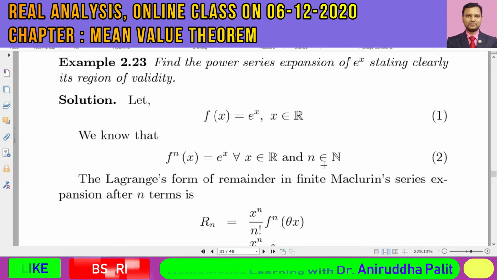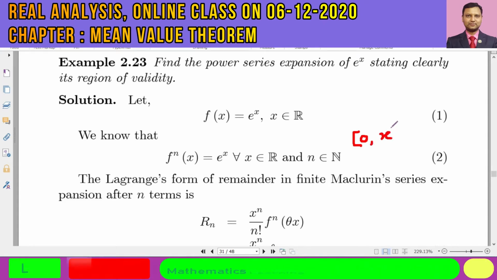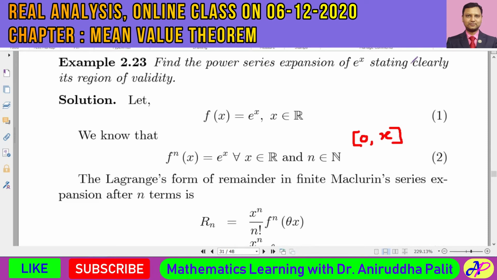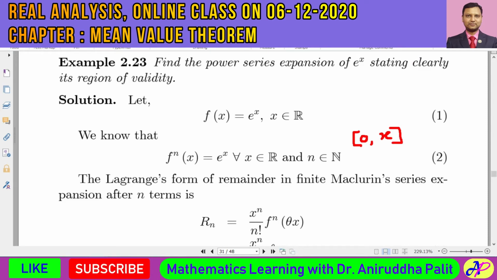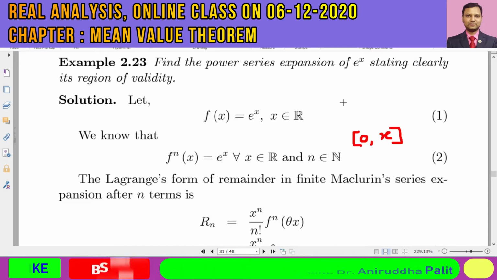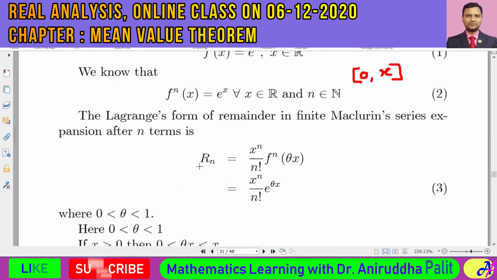And remember, over here we shall always try to consider this interval 0 comma x. We shall try to apply the Maclaurin series expansion. Got it? So our target would always be to consider this kind of interval 0 comma x.